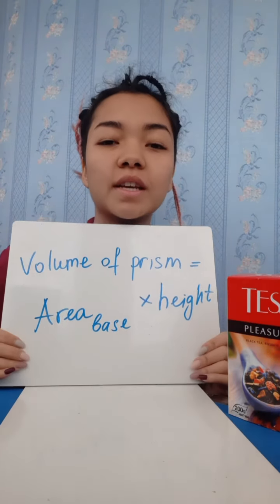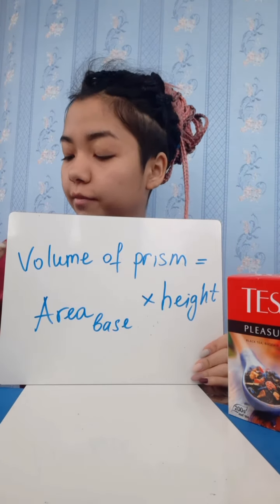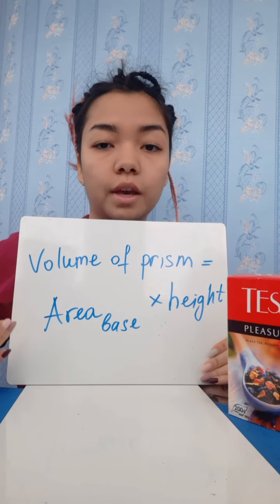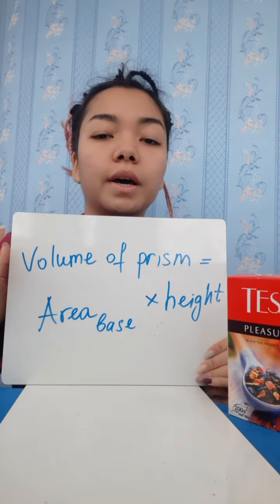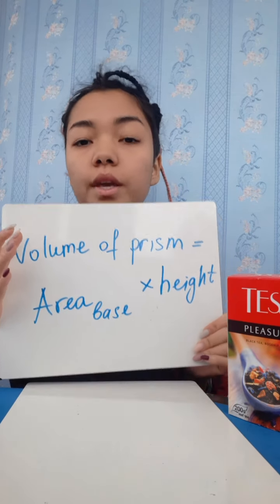Today's lesson is about the volume of the prism. The formula is quite easy. To find the volume of the prism, you have to take the area of the base and multiply it by the height of the prism. And the reason for that is quite simple.